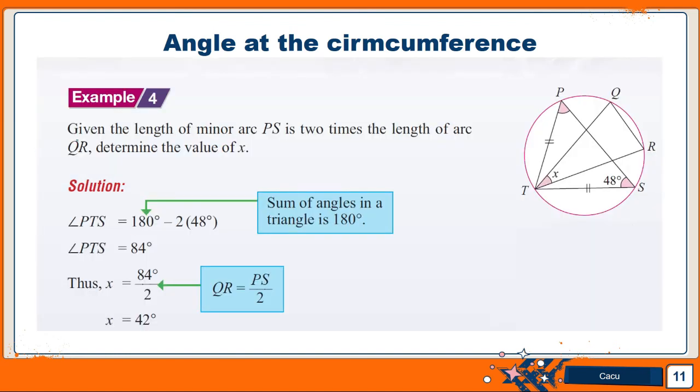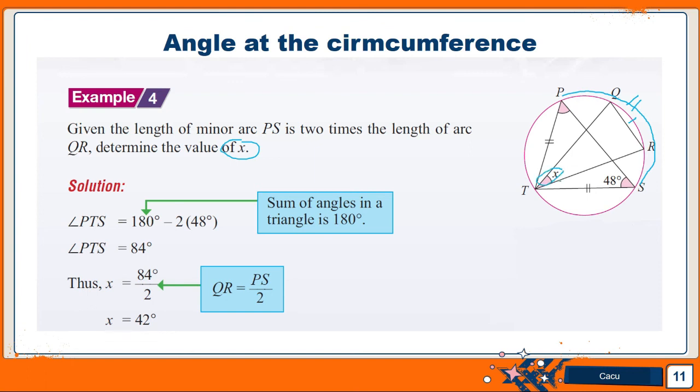Example 4: given the length of minor arc PS is 2 times the length of arc QR. Okay, we have to look at the length of PS now. This is PS. PS is twice the length of QR. This is QR. So PS is twice. They still ask to determine the value of X. Where is the X? The X is over here.